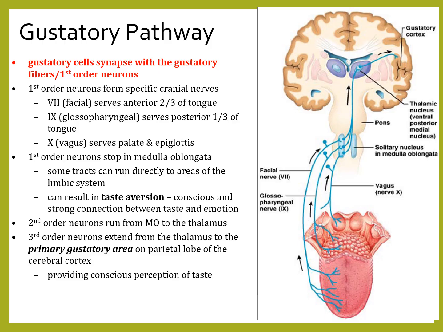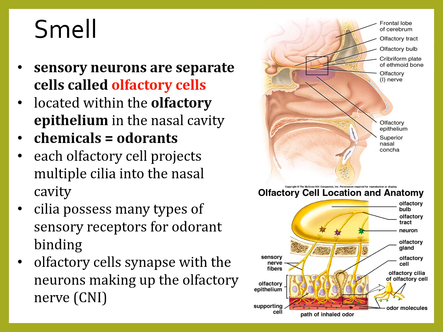Processing in this primary gustatory area is going to provide conscious perception of taste. You're not going to know what you're tasting, you're just going to know that you are tasting something. That information is then going to get sent out to surrounding association areas in the cerebral cortex, and only then will we be able to identify that what we are tasting is sweet or salty or bitter or something like that. In many ways, smell is similar to taste because smell is a chemical sense.